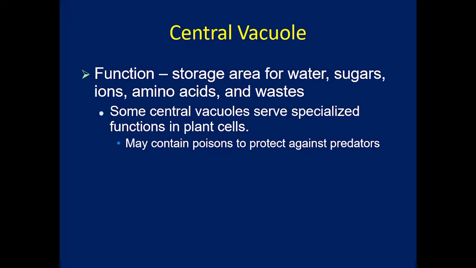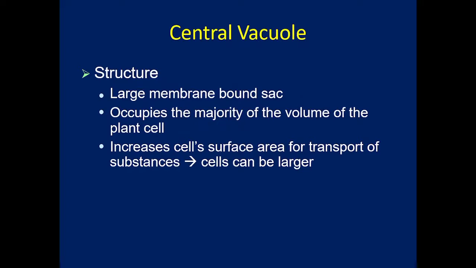The function of the vacuole is to be the storage area for water, sugars, ions, amino acids and wastes. It may contain poisons to protect against predators, so it is also helpful for protection. The structure of a vacuole could be a large membrane-bound sac. It occupies the majority of the volume of the plant cell.